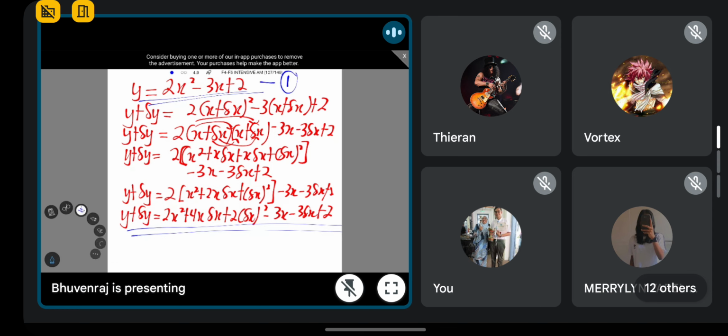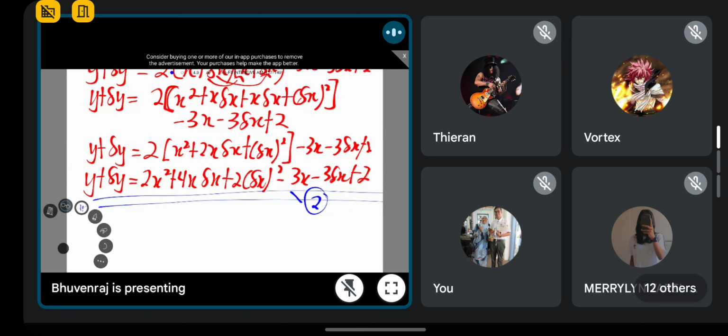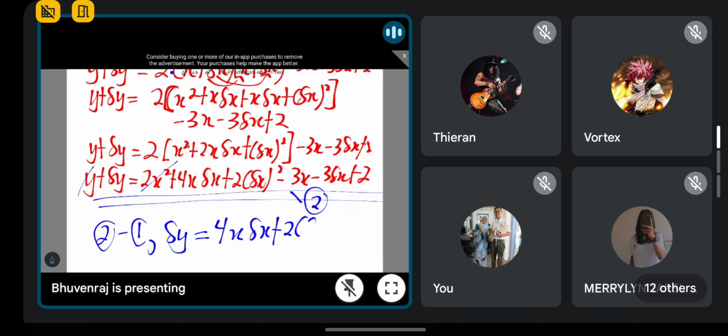Let's say this is equation 1. And let's say this is equation 2. So, you will write 2 minus 1. So, what do you get, guys? You will get delta y, y already eliminated, this one also eliminated, equals 4x delta x. A tip for you: any term that has delta x won't be eliminated because the top equation doesn't have that one. 3x eliminated, minus 3 delta x, 2 eliminated.